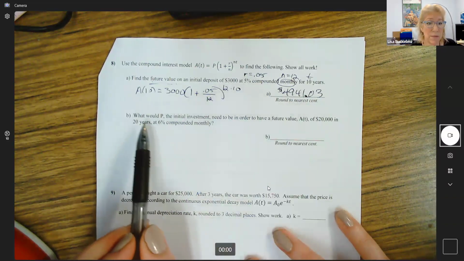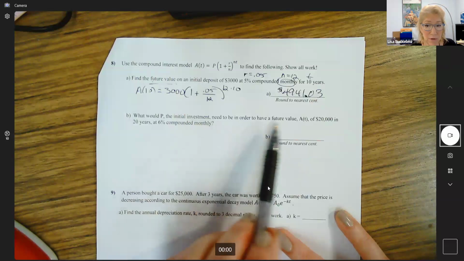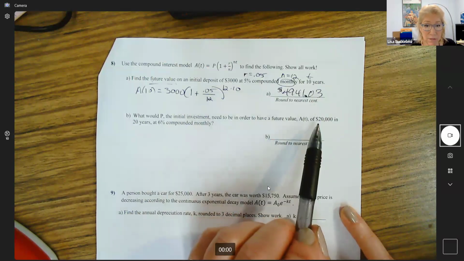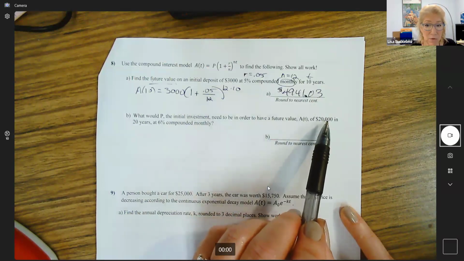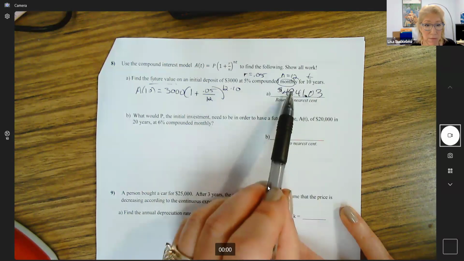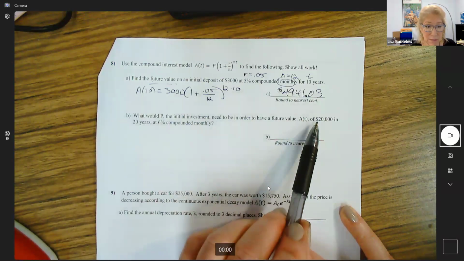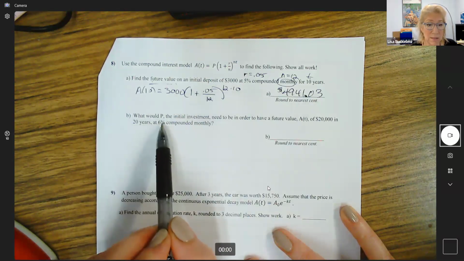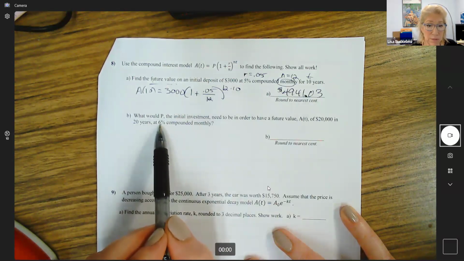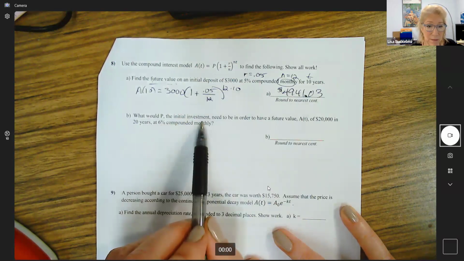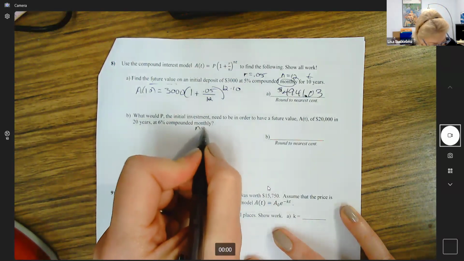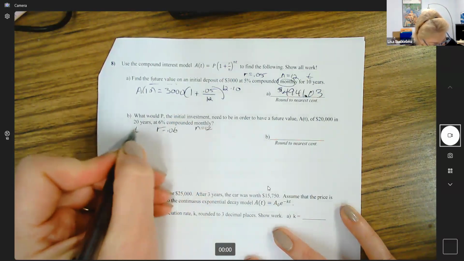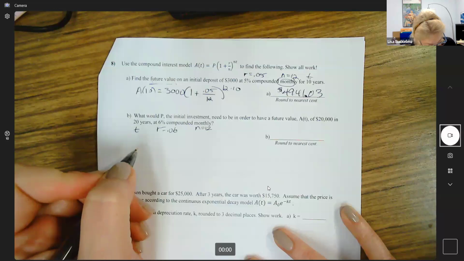Okay, now it says what would the initial investment be in order to have a future value? So we're using the same model but slightly different values. So we want a final value of $20,000. So we want this number over here to be 20,000. And then they give us a different time value, 20 years. So T is 20. 6%, which would be R equals 0.06, compounded monthly, which still tells us N is 12. So R is 0.06. 20 years means T is 20.